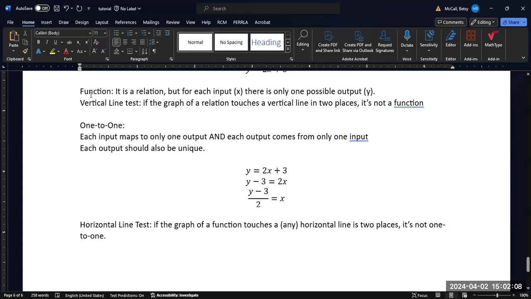Now, early on in algebra, we're mostly concerned about whether or not our equations or relations are functions, but the property of one-to-oneness is going to come up again later on when we start talking about inverses, which will be a very important concept as we build our function repertoire.